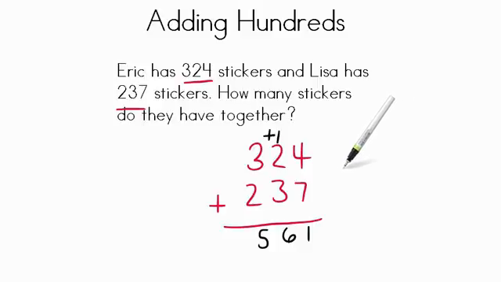Today you've been practicing adding hundreds. Always start with the ones, then the tens, then the hundreds. Check to see if you have more than 9 when you add up your sum. If you have more than 9 in the ones, you must carry to the tens. If you have more than 9 tens, you must carry over to the hundreds.